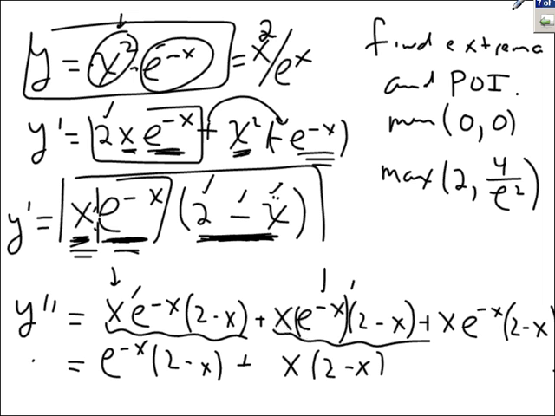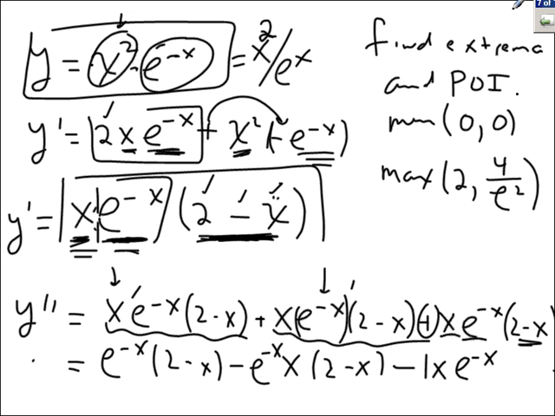So now I have to take the derivative of e to the minus x. Well, what that's going to become is minus e to the minus x. X doesn't change, e to the minus x doesn't change. This changes. The derivative of 2 minus x is minus 1. So adding minus 1 is the same as taking away 1.